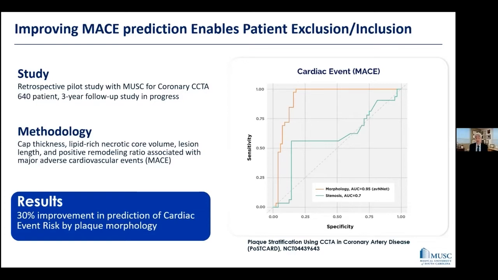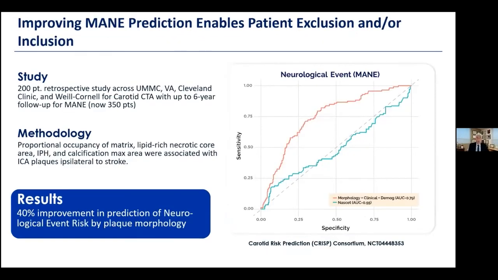So this is just further analysis. There's no additional radiation or patient burden or scanning required to get these additional measures using Elucid vivo software. It also improved major adverse neurologic events, or MAIN, prediction.